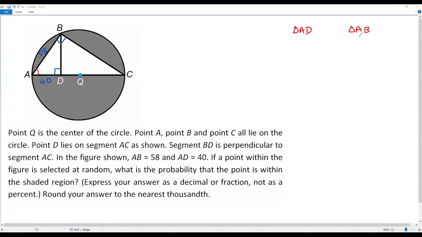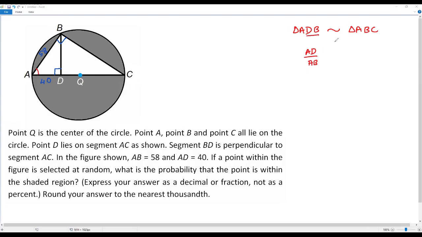Let me write over here. The third vertex in the smaller right triangle is B, and the third vertex in the bigger right triangle is C. By the angle similarity postulate, these two triangles are similar. Now let me take the side AD in the smaller right triangle. The corresponding side in the bigger right triangle is AB. Here I got the ratio of one pair of corresponding sides.